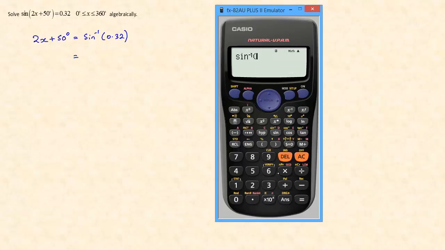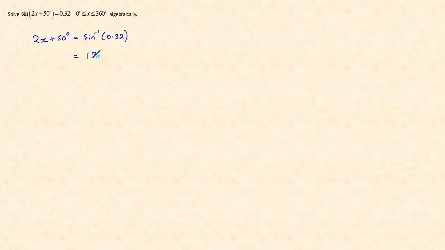Shift, inverse sine, 0.32. And we're in degrees here, and my calculator's still in radians, so let's just see if I can change to degrees here. And then, yeah, so that's given me, I'm going to go 2 decimal places, 18.66. And so that was to 2 decimal places.